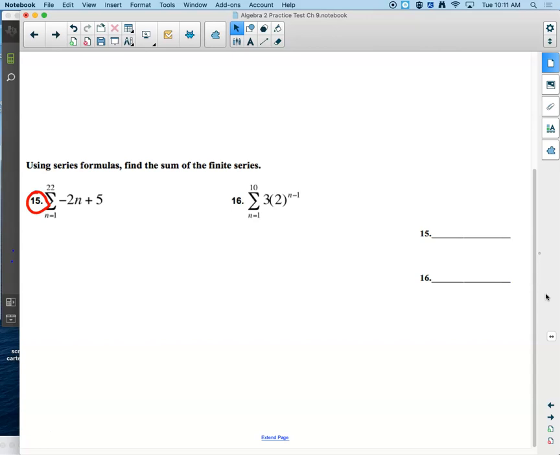Alrighty, looking at 15. I see sigma. That means sum. S-S-S. Got to be one of those. I wonder if that's arithmetic or geometric. Which is it? Good. Arithmetic has an n to the first right there. That's arithmetic. So then I look over here. Which one of these was the arithmetic formula for sums? Which one has the plus in it? Right there.